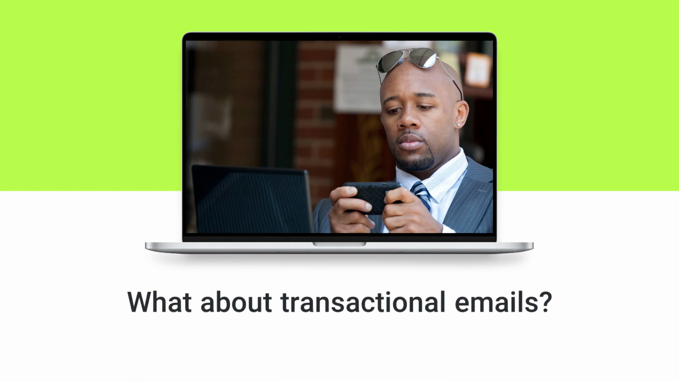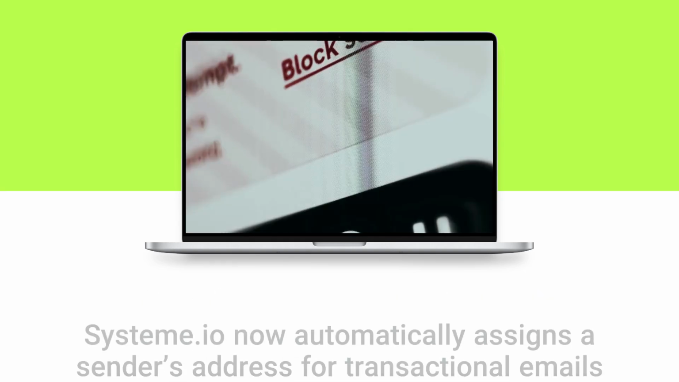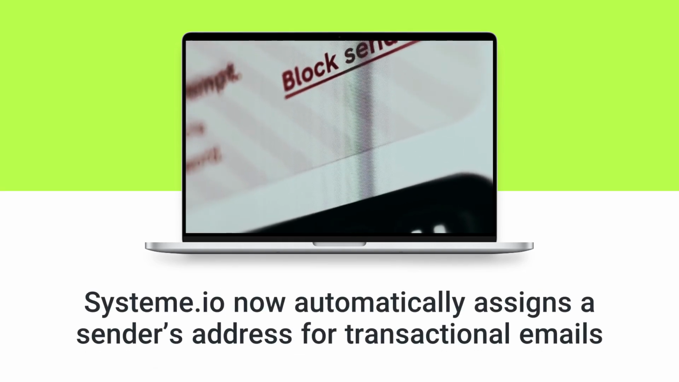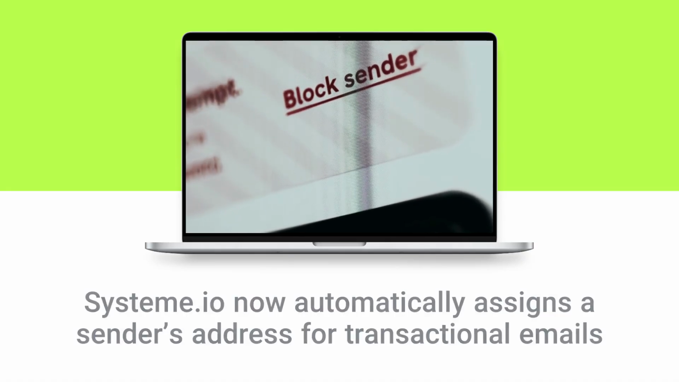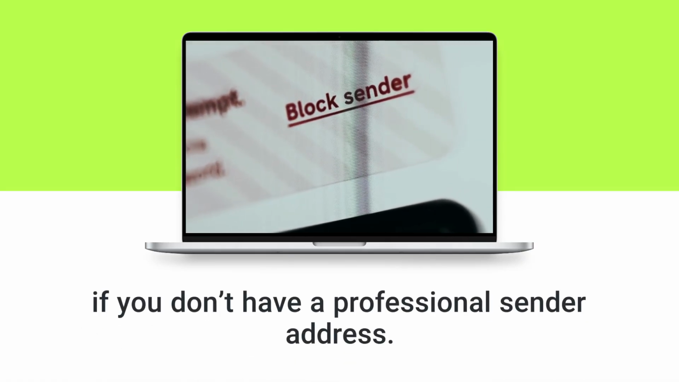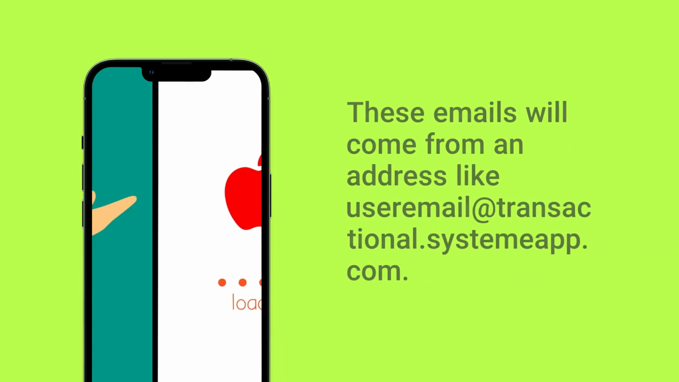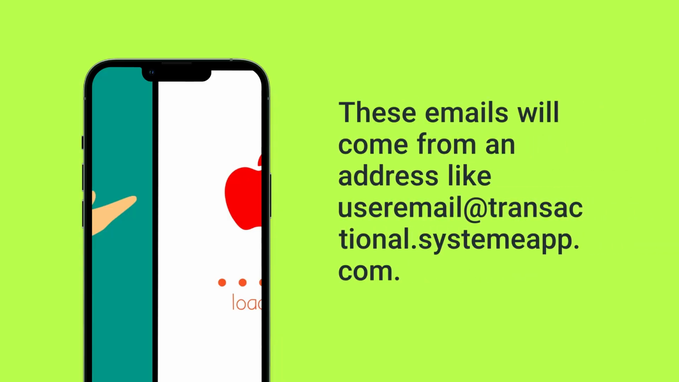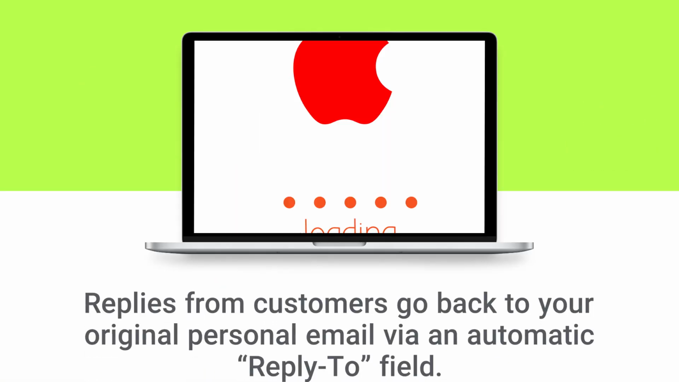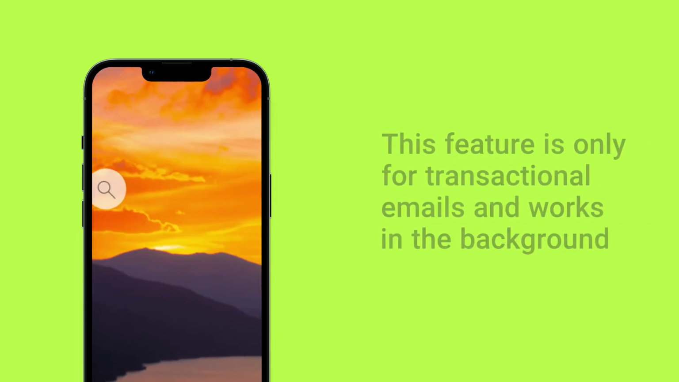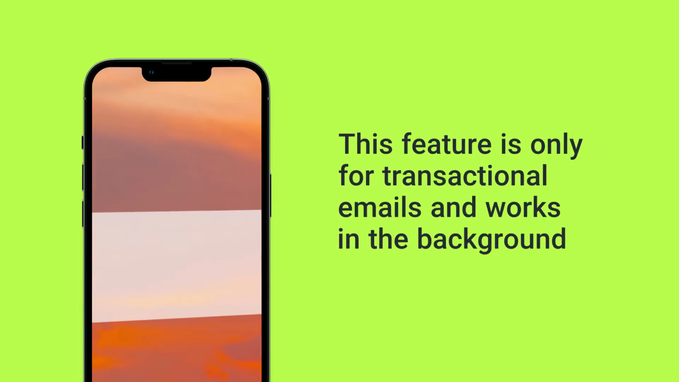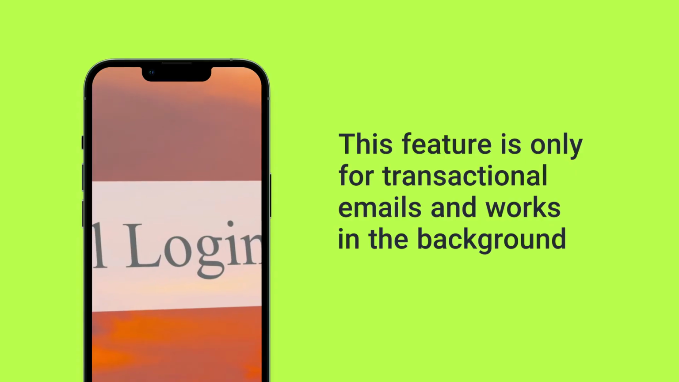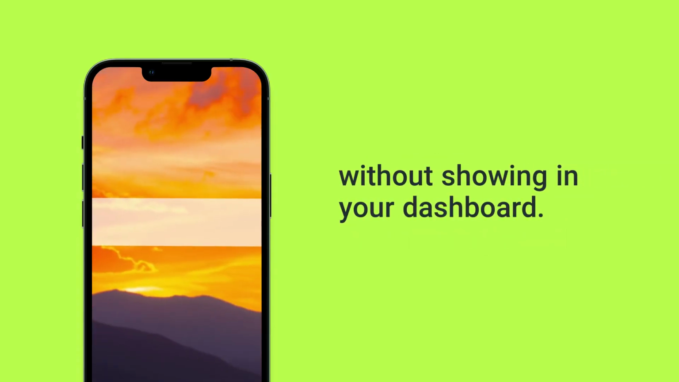What about transactional emails? System.io now automatically assigns a sender address for transactional emails. If you don't have a professional sender address, these emails will come from an address like user email @transactional. Replies from customers go back to your original personal email via an automatic reply-to field. This feature is only for transactional emails and works in the background, without showing in your dashboard.